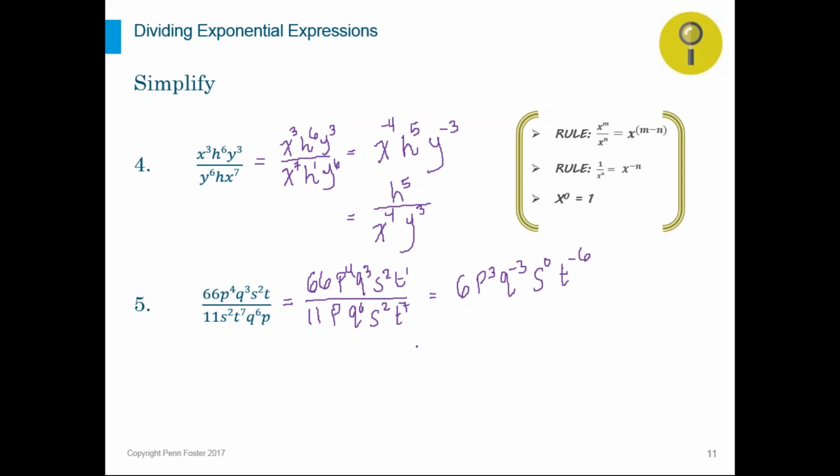Okay, I see some negative exponents. I need to rewrite that in simplest form. So 6 and p to the third, that will stay on the top. On the bottom, I'm going to have q to the third and t to the sixth. What about the s? S to the 0. The rule says any number raised to the power 0 is 1. So it just cancels out. That's a 1. Anything times 1 is itself. So that's why we're not going to write anything for the s. S is just canceled out. So that would be your final answer. Any question?